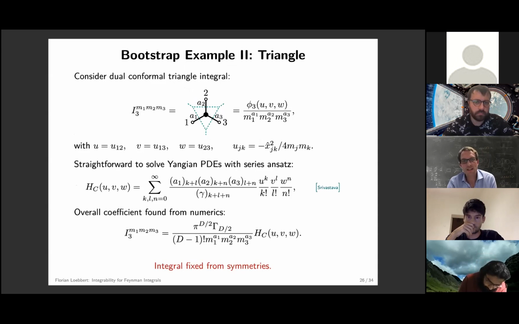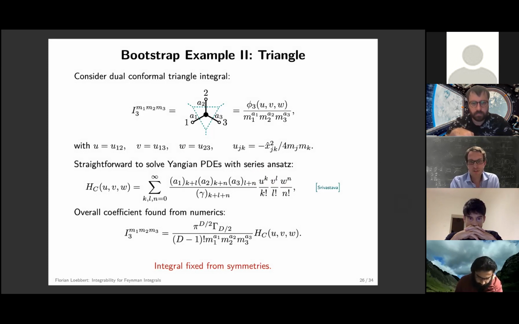Another example is this triangle integral, which, imposing conformal symmetry, depends on three conformal variables, which are these ratios here. We can write down the Yangian PDEs and make a series ansatz. What we find are actually 29 formal solutions of this ansatz, but only one of them is naturally written in these effective variables u, v, and w. Only one of them converges for small u, v, w, which corresponds to the kinematic regions we already discussed before. And in fact, we find this series in some older papers.